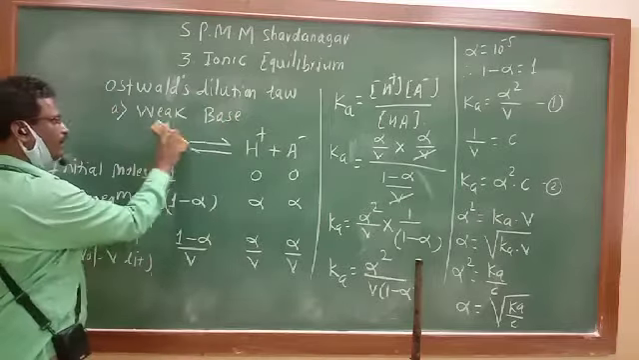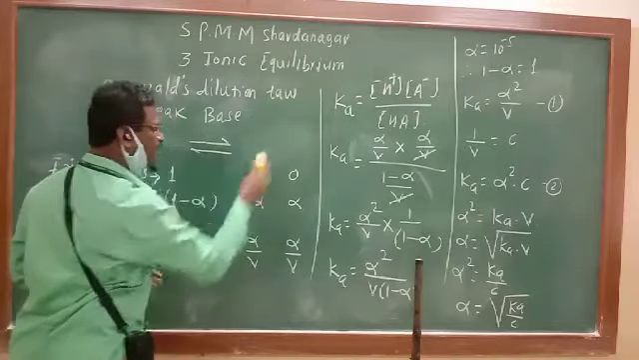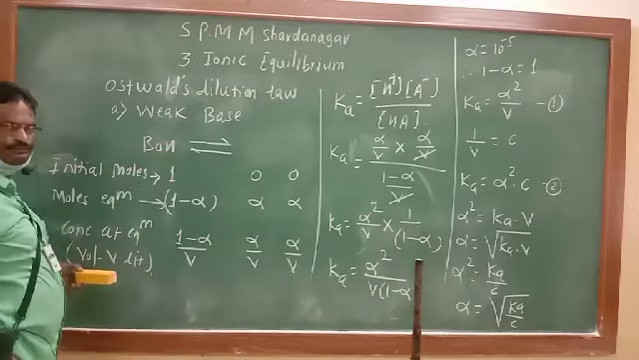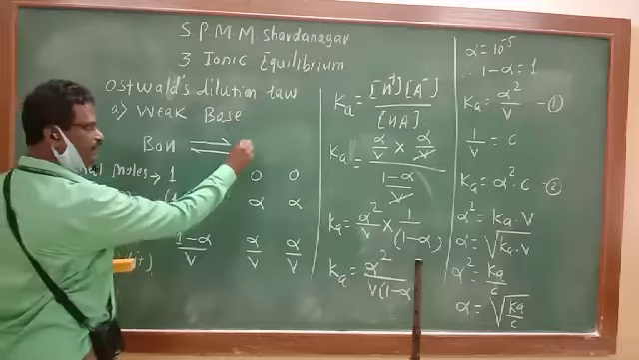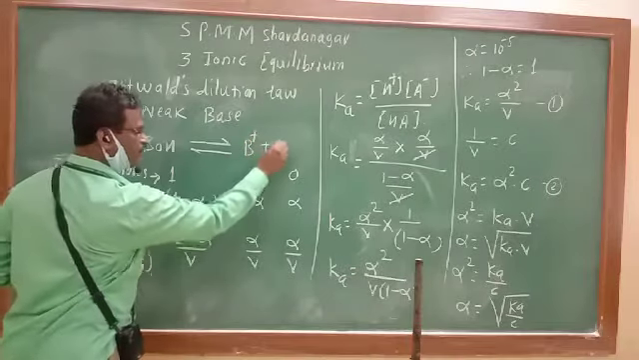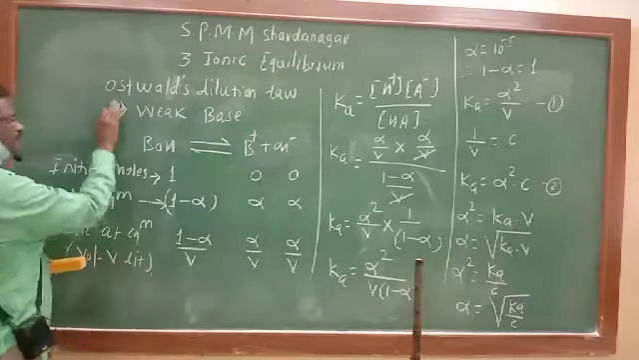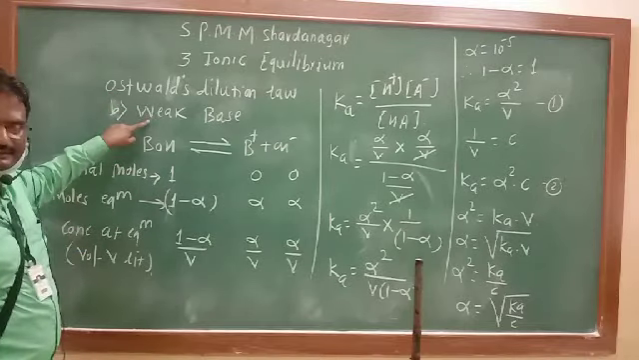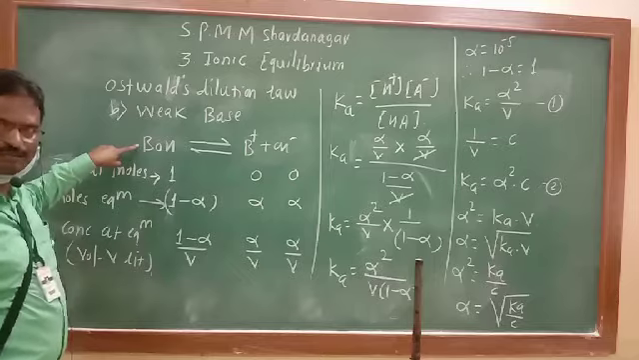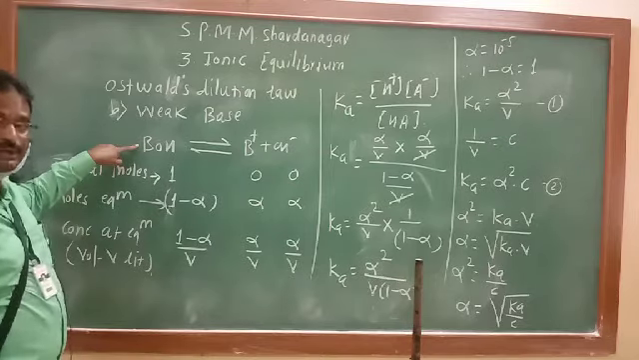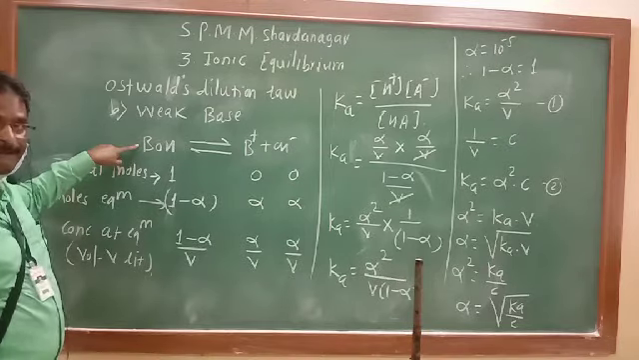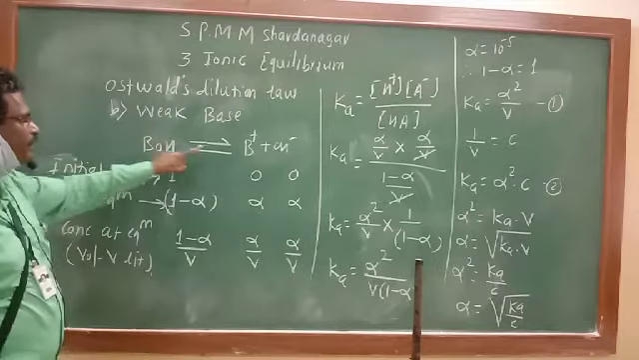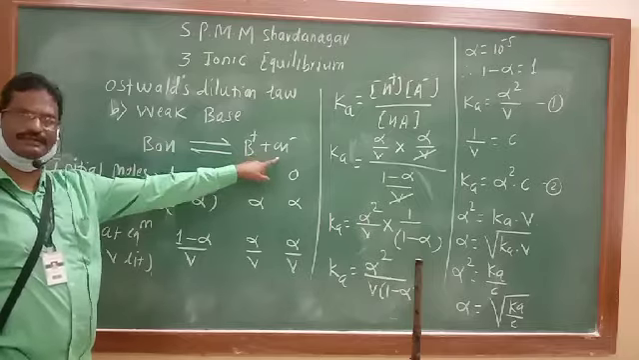We know, instead of HA, now consider the weak base BOH. This is partially dissociated, giving B plus and OH minus. Now second, Oswald dilution law for weak base. So let us consider the weak base BOH undergoing reversible, partial, incomplete dissociation, giving B plus and OH minus ions.